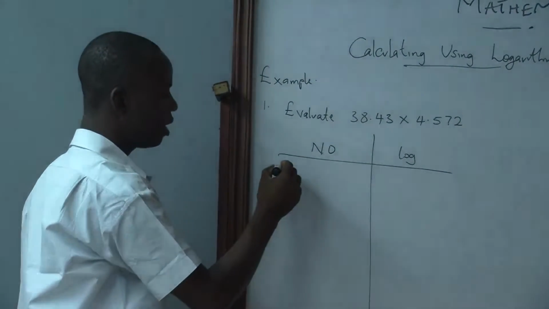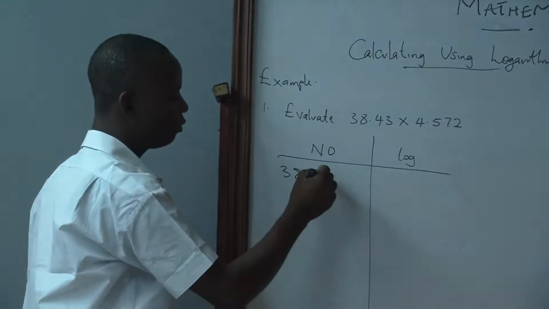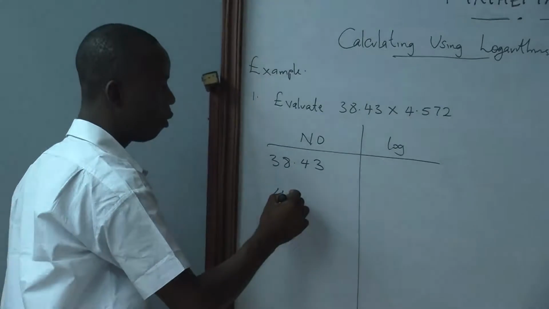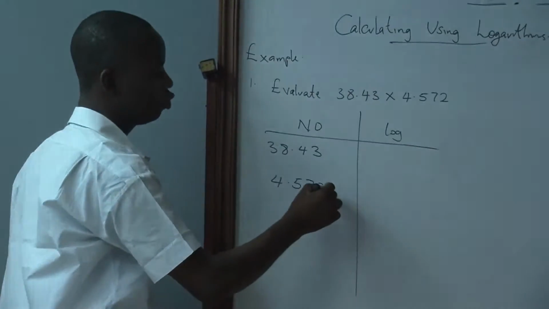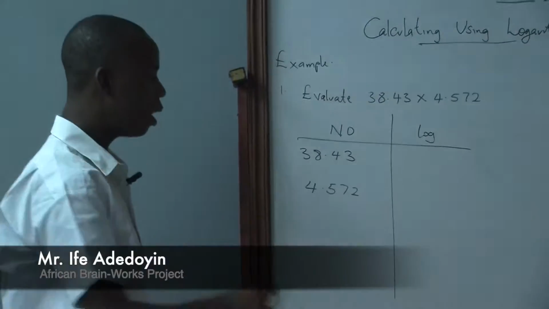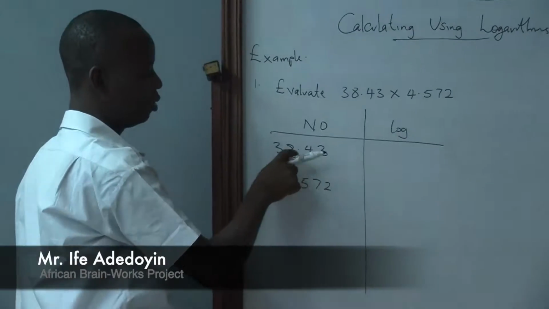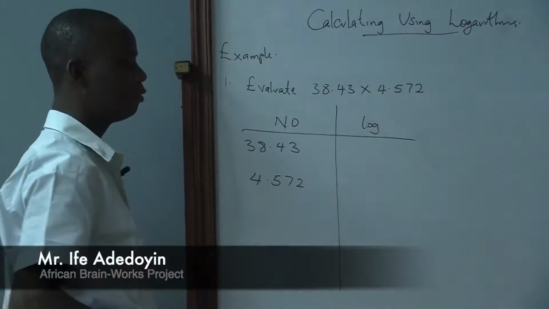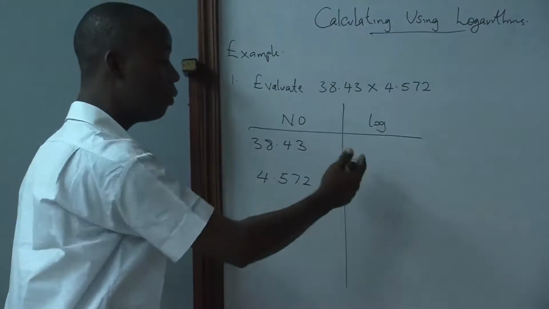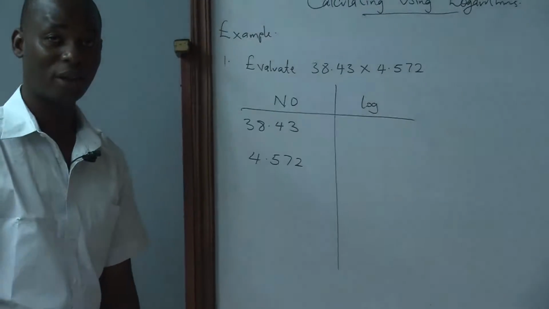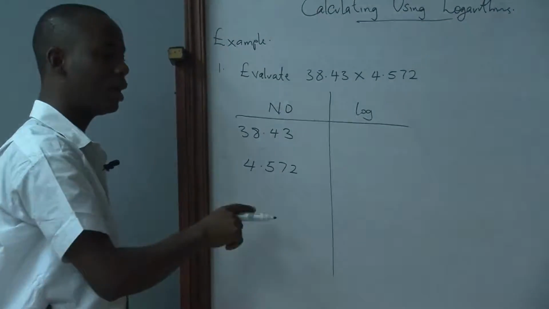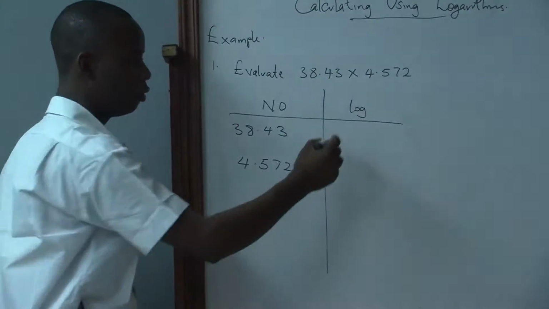The first number we have there is 38.43. And the second number we have there is 4.572. Now I want to find the log of this number. Log of 38.43. The first thing we're going to write out is the characteristic. And what will be the characteristic of 38.43? The characteristic of 38.43 equals 1.